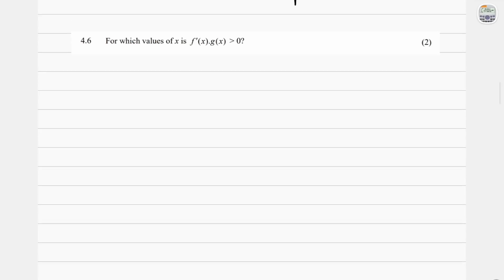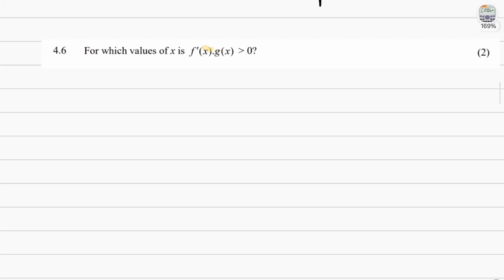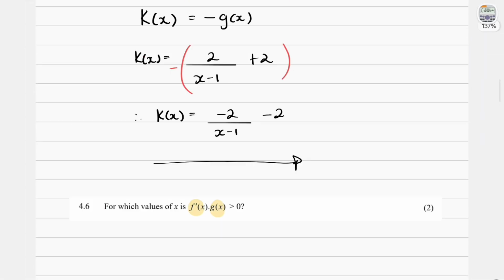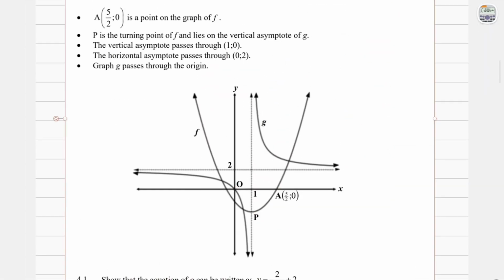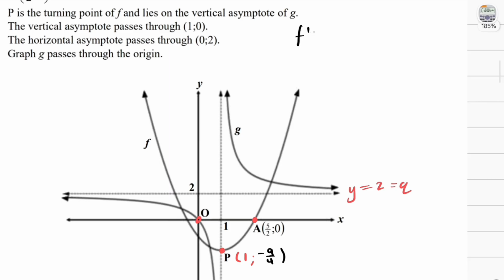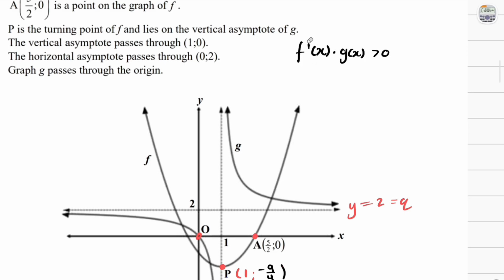Question 4.6 says, for which values of x will f prime of x multiplied by g of x be greater than 0? So they are referring to the y values of this graph. f prime of x, remember that the graph of f is a parabola. So to find out where f prime of x multiplied by g of x give us a value greater than 0, we're just saying where will the y values of this one multiplied by that give us a positive number.